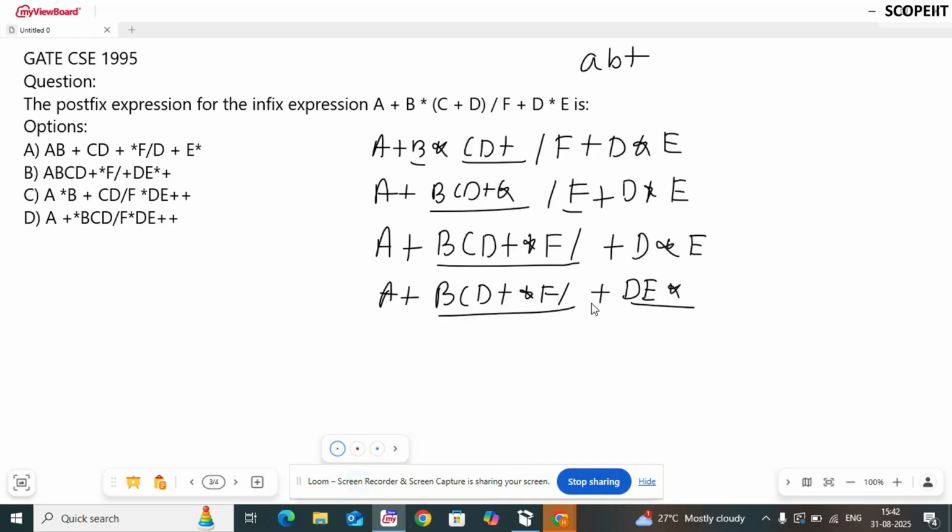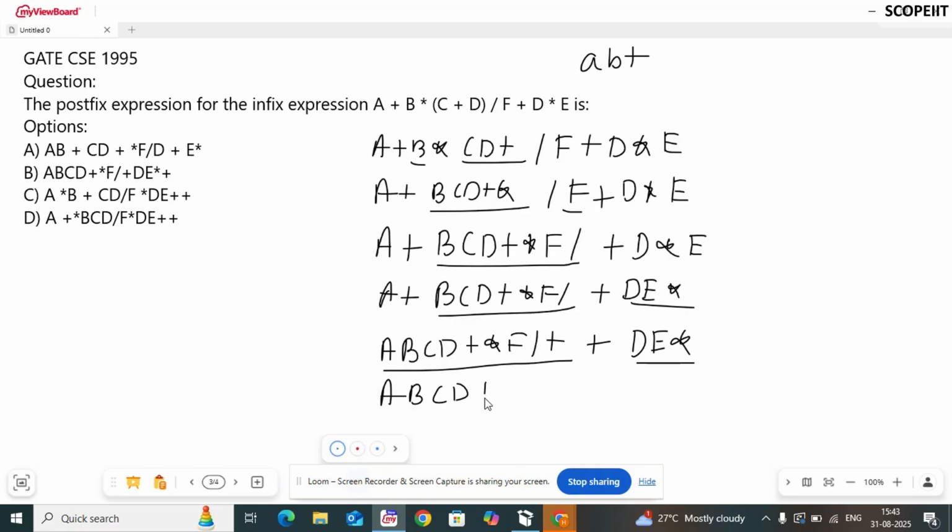Okay. So plus and plus have the same priority. So first we will solve the left hand side first. Okay. So it will become A, B, C, D plus star F divide and this plus will be the last one. Now this is one term plus D, E star. This is one term. So your final answer will become A, B, C, D plus star F divide plus, this plus will go last. Okay. So it will become D, E star plus. So this is the final answer.